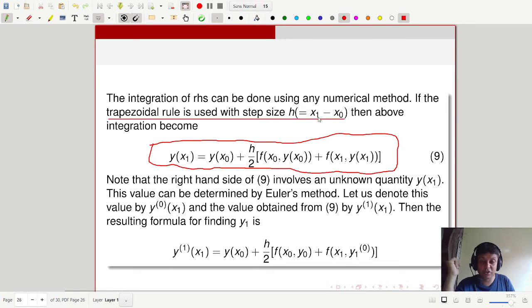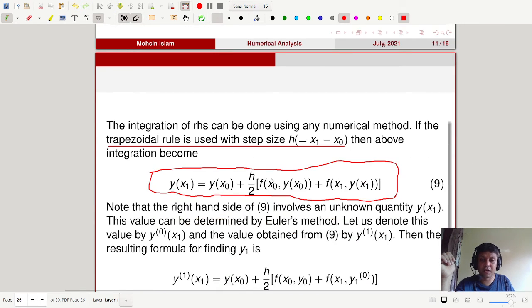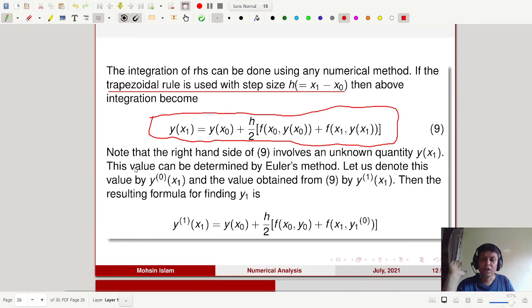Using the step size h equal to x1 minus x0, the right-hand side becomes y at x1 equal to y at x0 plus h by 2, and this comes from the trapezoidal rule. Note that the right-hand side of 9 involves an unknown quantity, y at x1. This value can be determined by Euler's method. How will you calculate the Euler value y at x1? This value can be calculated by Euler's method.